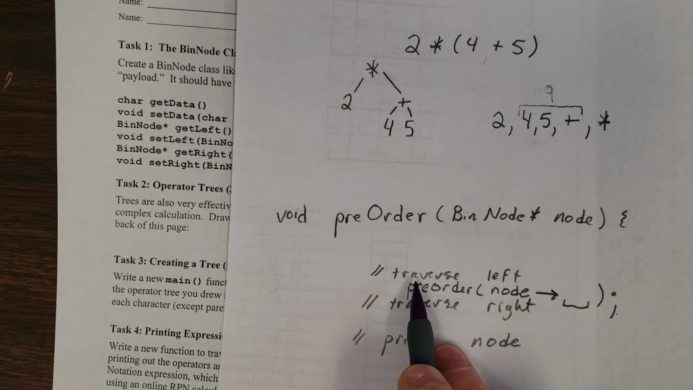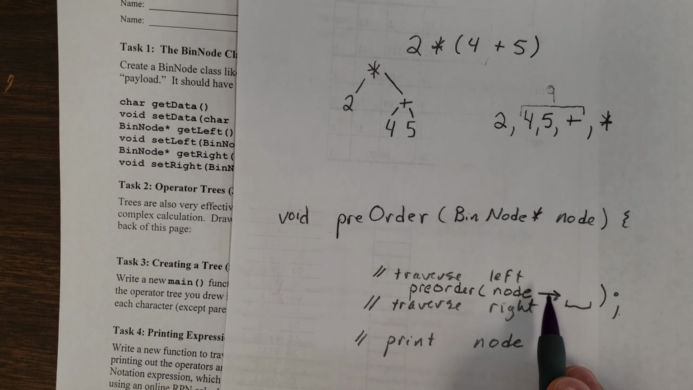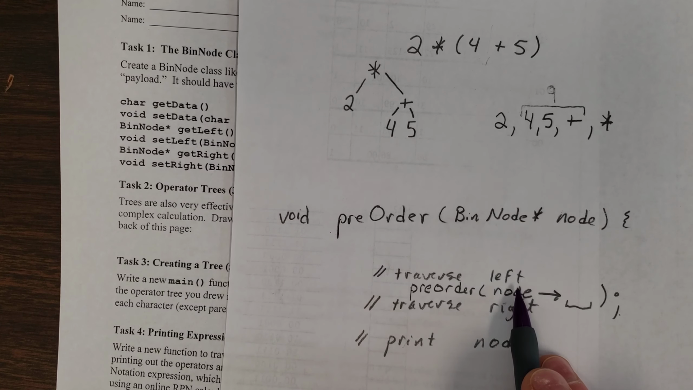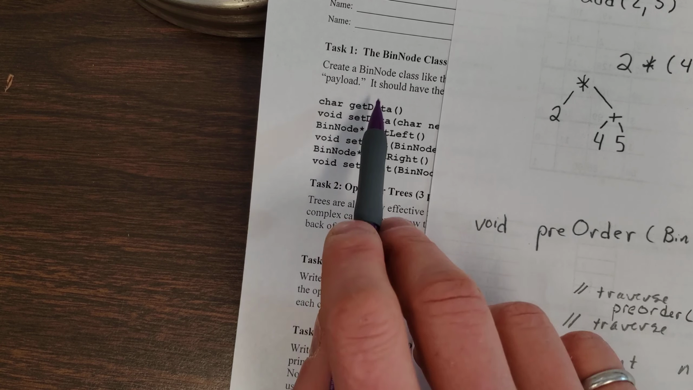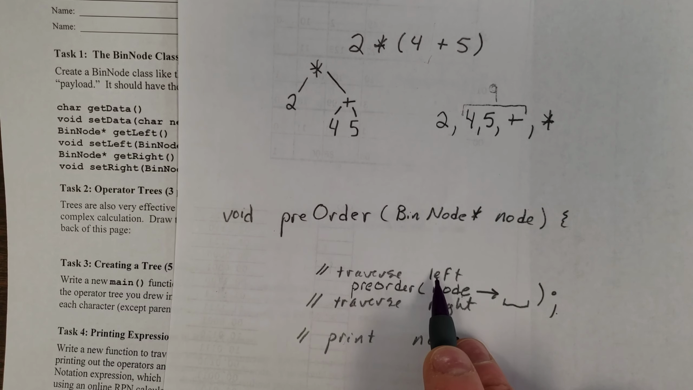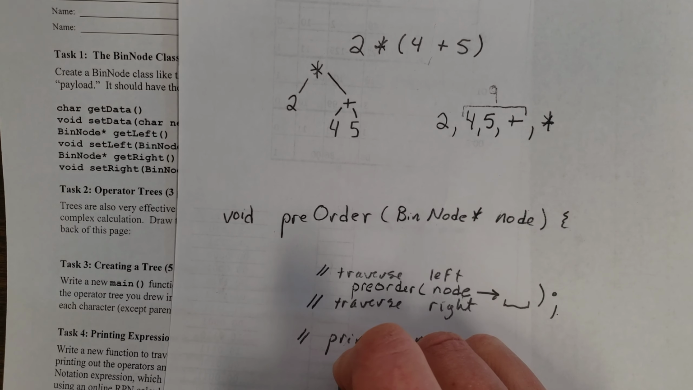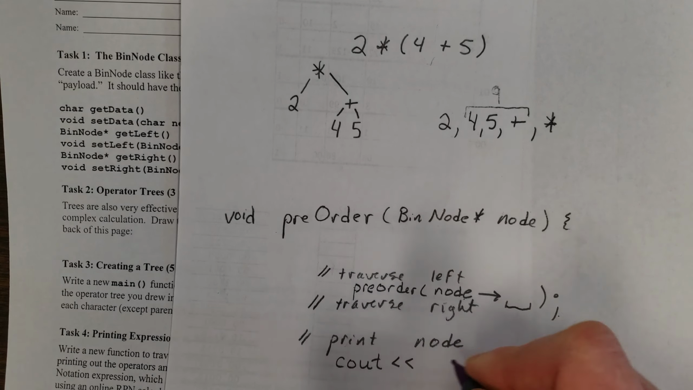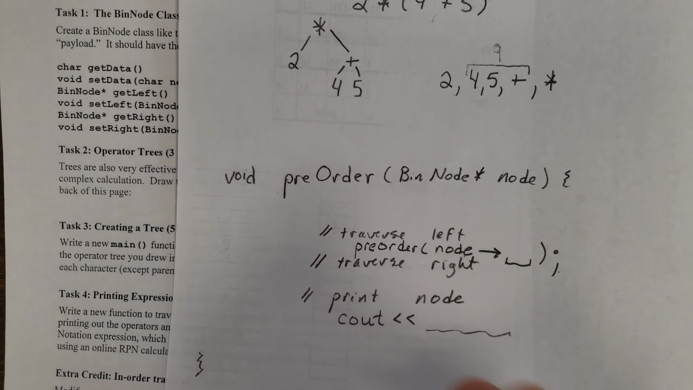So you're going to call it not on the node itself, because then we'd be in an infinite loop, but on the left subtree. The node, remember, has these functions here: get data, get left, get right. You want to call it on the left subtree, and then the right, and then here you'd have something just like a cout. So that's the traversal.